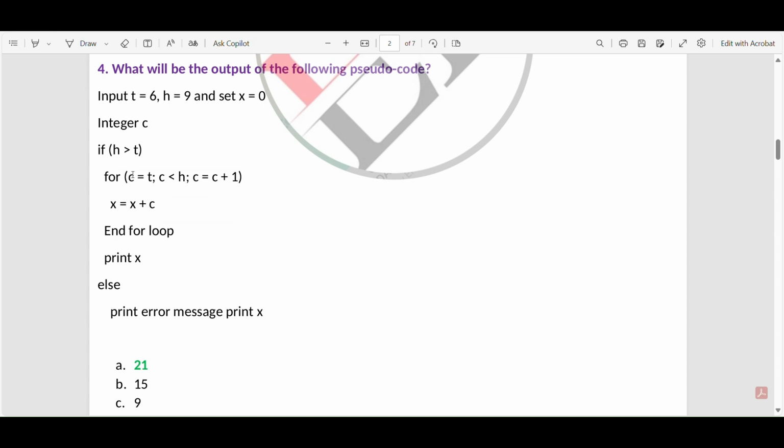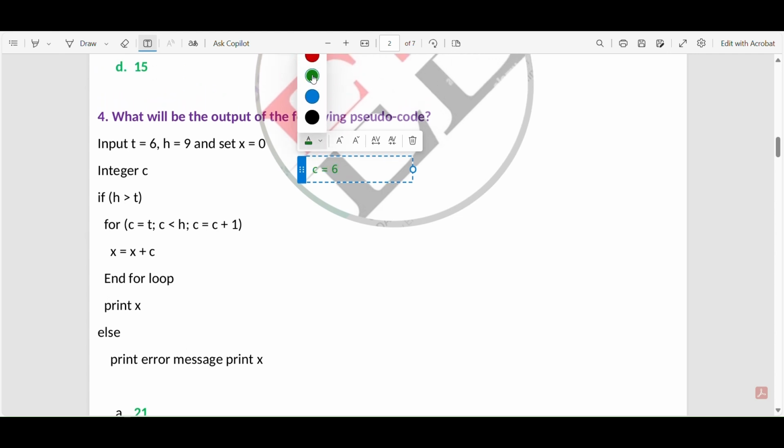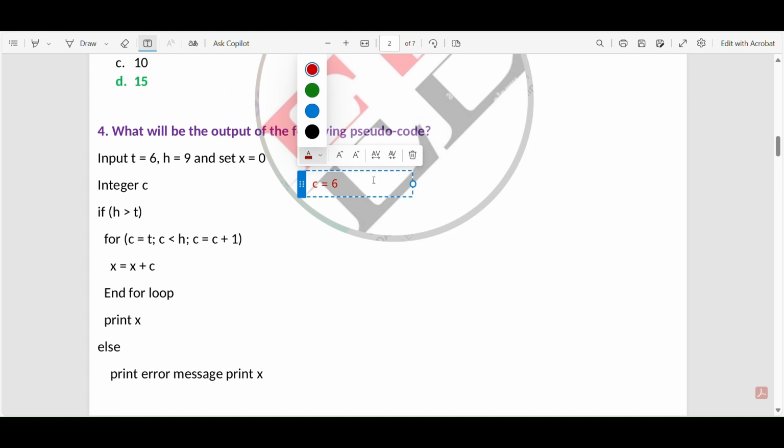In the for loop, we are having c equals to t. Means c is assigned to t. Sorry, t is assigned to c. That means we are getting c equals to 6. C is 6 now. Because t is 6, so t is assigned to c, then c will also become 6.